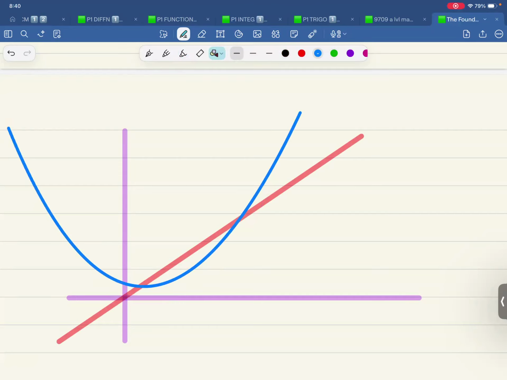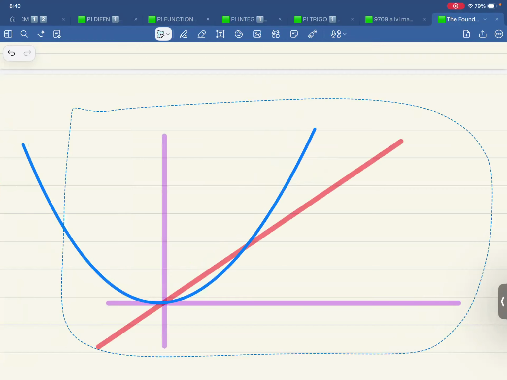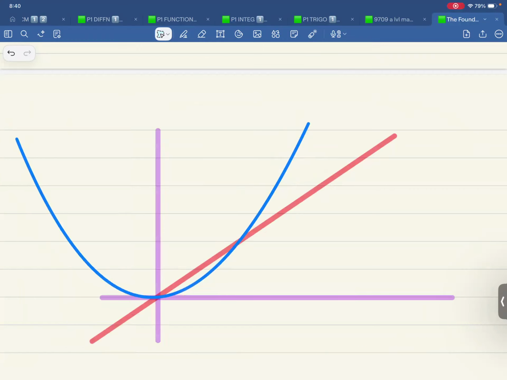So now let me just grab this thing and place it at the right place. Now look at this whole graph from this perspective. Can you see it? This is the graph of y equals x. That is the straight line. The blue one is the graph y equals x squared.